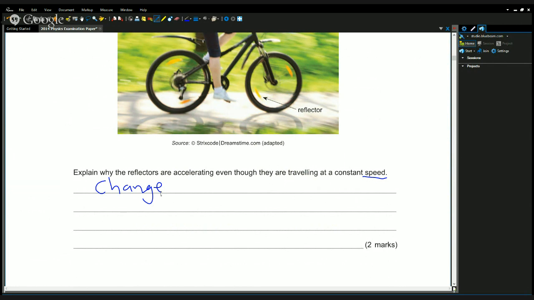All right, change in direction implies change in v, implies acceleration is non-zero. That also refers to Newton's first law.